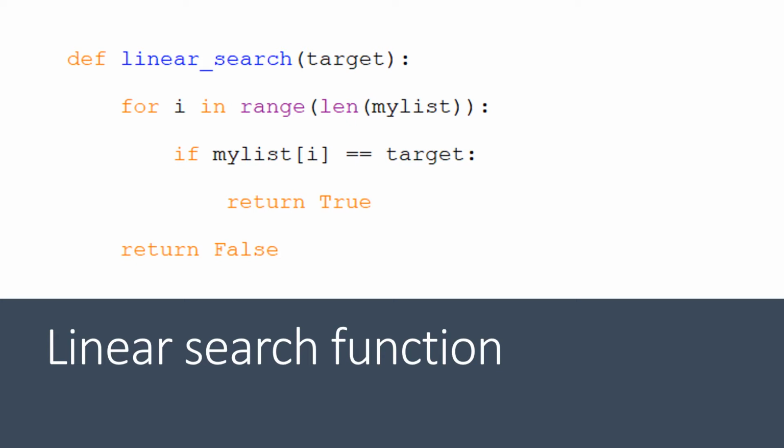So here it is. We pass target, the search term, as a parameter. We have the for loop that traverses my list, and if we find a match, so if my list at the counter, my list square brackets I, matches the target, then we return true. And if we get to the end of the list, we've been through every item in the list and haven't found a match, then we return false.